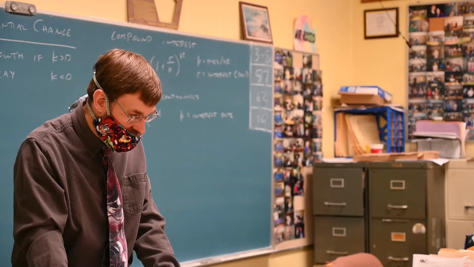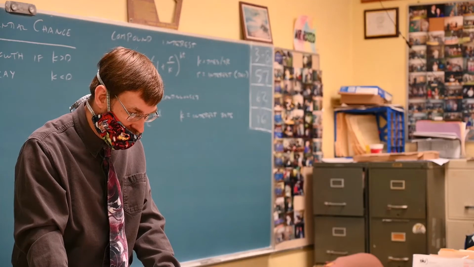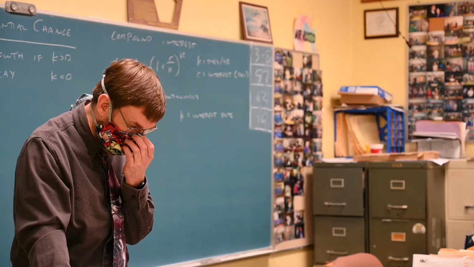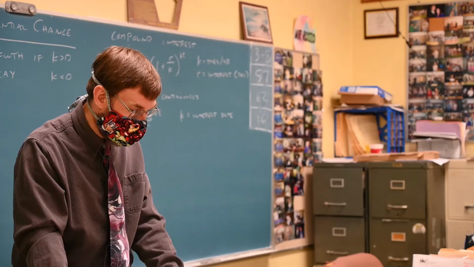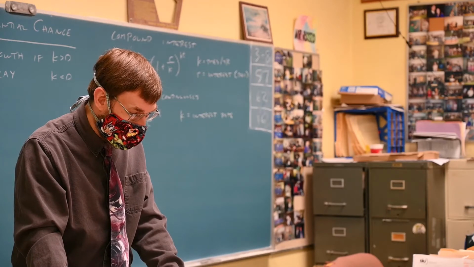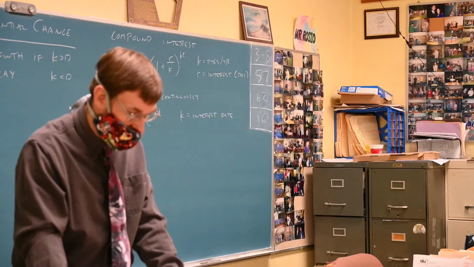It says you deposit $621 in a bank. They'll pay you 6% interest, compounded continuously. How much money are you going to have in 8 years?